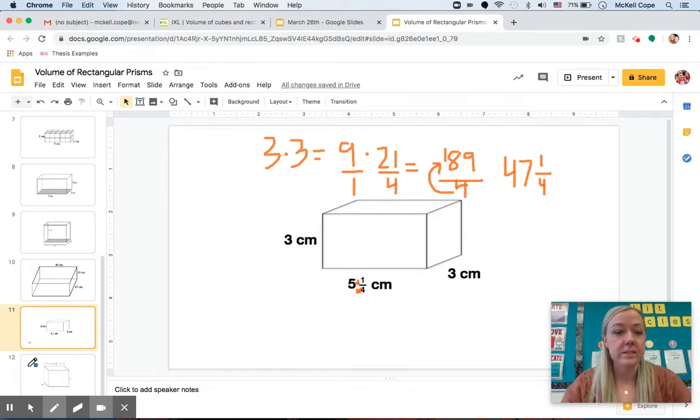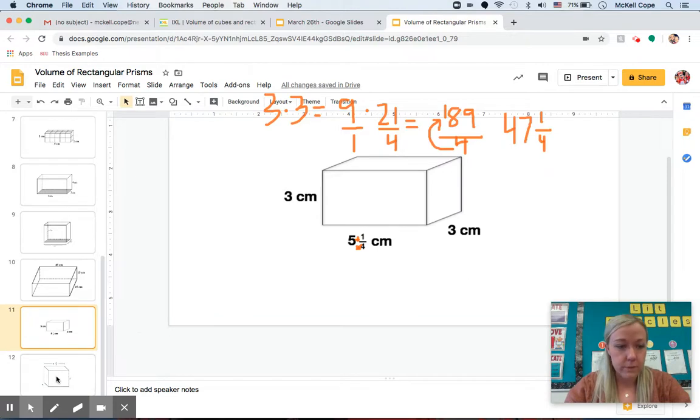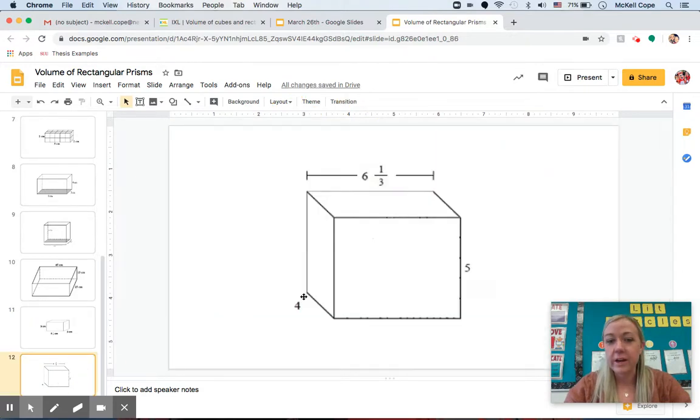Okay, so let's move on. I'm going to have you guys try this next one on your own. So here we have a layer of 5 times 4. If we flip this around, I would always recommend, if you have 2 whole numbers, to just multiply those first, and then you're not multiplying by fractions 2 times. So go ahead and multiply your whole numbers, and then take that whole number and multiply it by your mixed number and see what you get. Go ahead and push pause and try it on your own now.